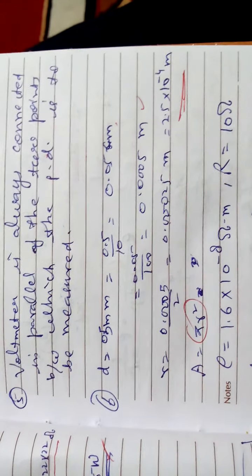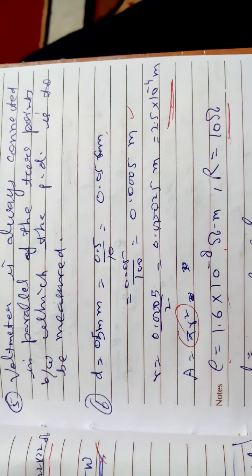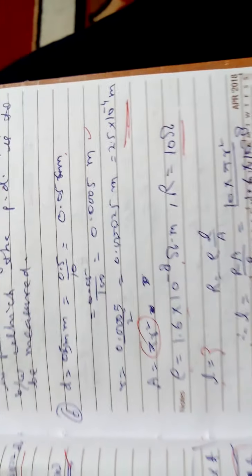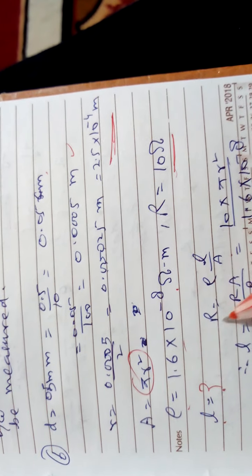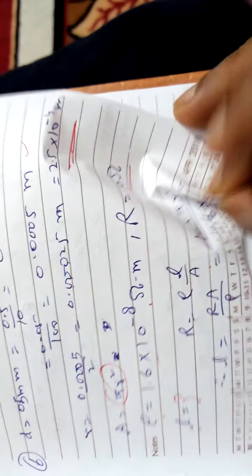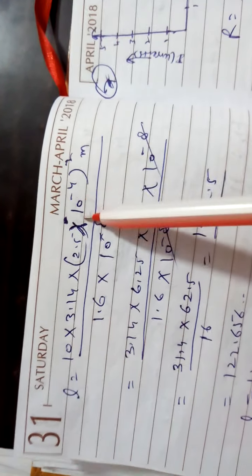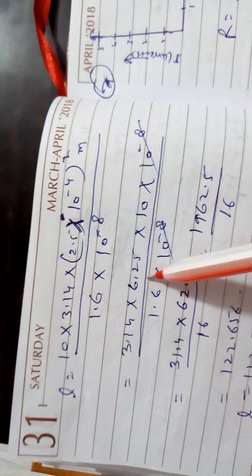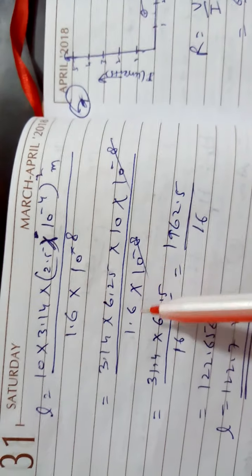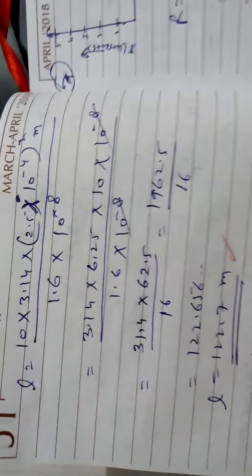Then pi r square formula, area. Rho is given. R is 10 ohm. You want to find out L, the length of the wire. So formula: R is equal to rho L upon A. L is equal to RA upon rho. Put the values: 10 pi r square. All the values here you are putting. So simplifying, 10 into 3.14 into 2.5 into 10 power minus 4 squared, 2.5 squared is 6.25. Simplifying, getting 122.7 meter is the length of the wire.